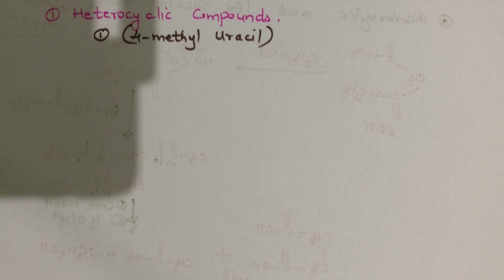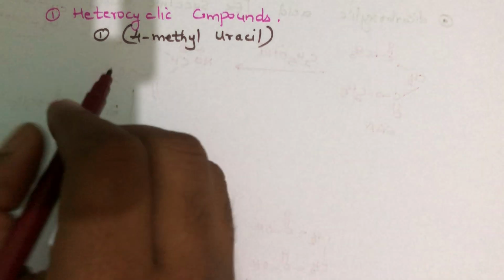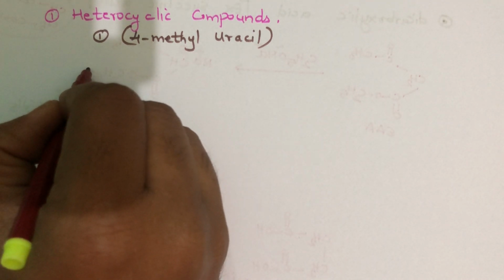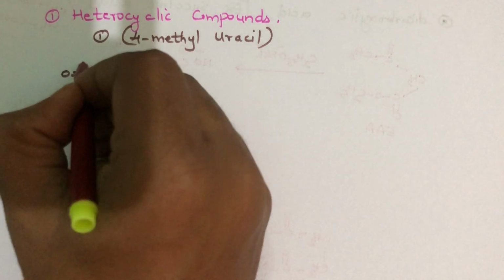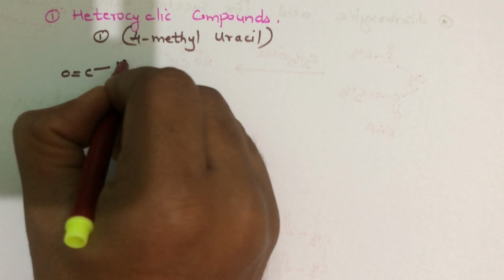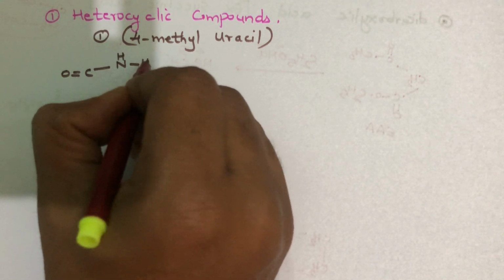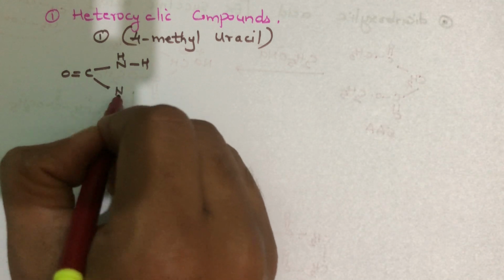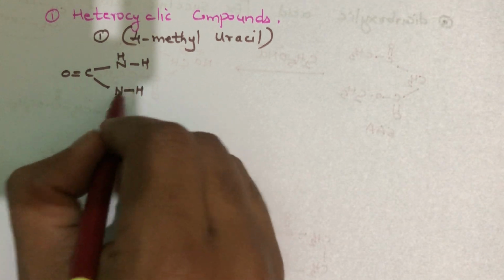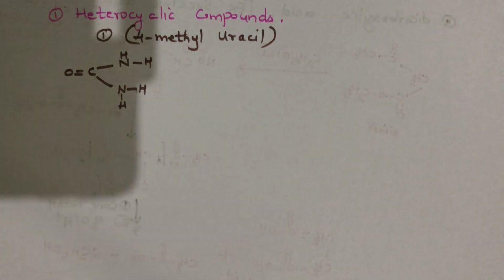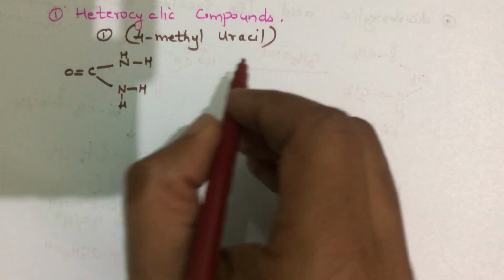Ethyl acetoacetate, especially the enol form. I hope you know what a keto form and an enol form are. The enol form of ethyl acetoacetate reacts with urea in presence of POCl3 to give you 4-methyl uracil. I will just draw the structure of urea. It is C double bond O, with NH2 on each side. NH2CO NH2 is urea.